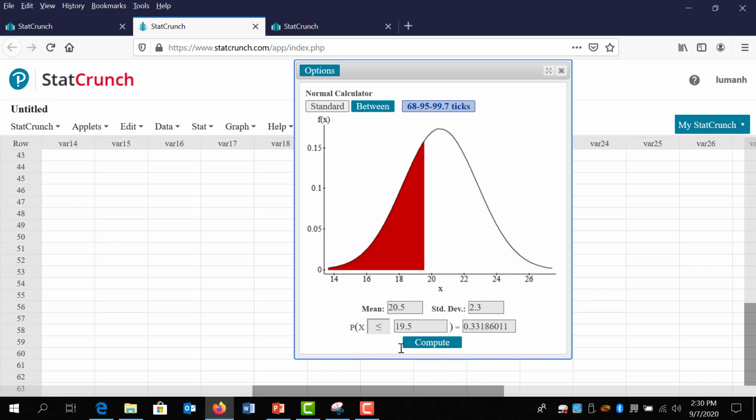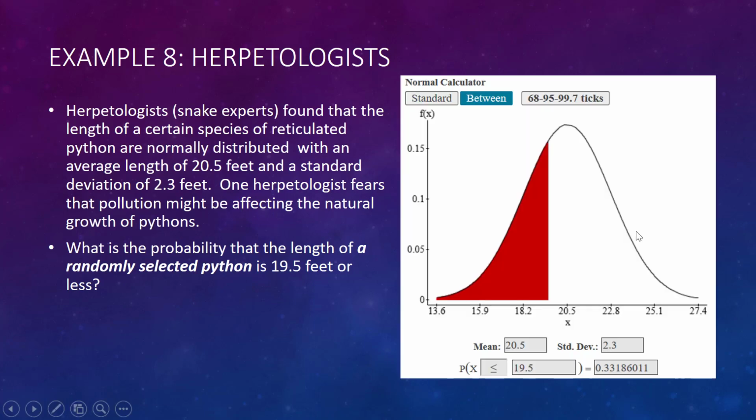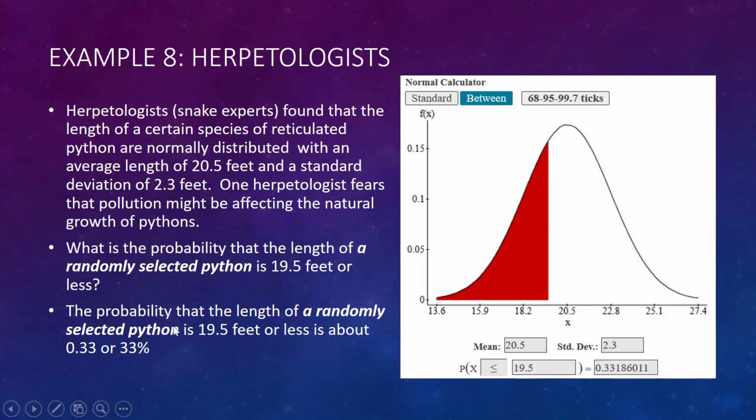Remember, anytime you want to capture this image, you really want to click on this tick mark so that your mean is in the middle, and each tick mark represents the difference of one standard deviation. So back in PowerPoint, you can see that I've pasted the image here from StatCrunch. And so the probability that a single python has a length of 19.5 feet or less is about 33%.